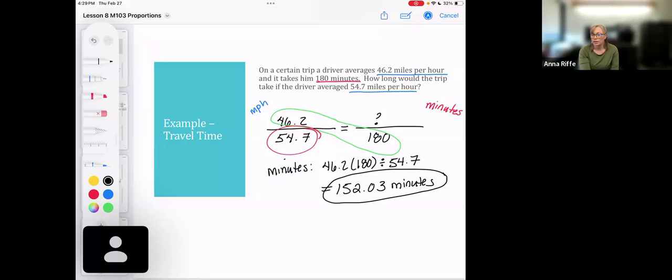Whenever your relation is inverse, so whenever as one quantity increases, the other decreases, the known relations will not be right across from each other. The known relations will have the setup where one is in the numerator and the other is in the denominator. So the 180 needs to be in the denominator of the second fraction. So it needs to be across from the 54.7 instead of the 46.2. It's only for a direct proportion that the known relation quantities are right across from each other.